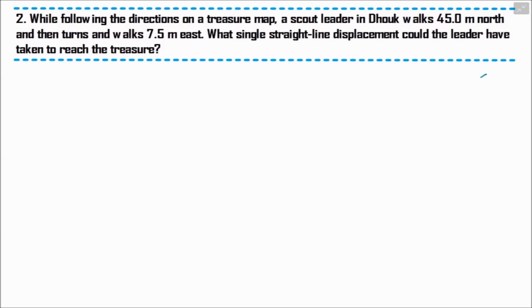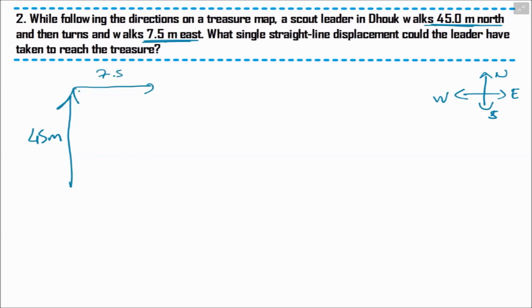Firstly, in this type of question, we should draw the directions north, south, east, and west. Then first, it goes 45 meters to the north. That means in this direction, 45 meters. Then it says walks 7.5 meters to the east. So in this direction, 7.5 meters. And it's asking us what is the displacement. Displacement from initial point to final point. So this is our displacement, or resultant vector, we can say.